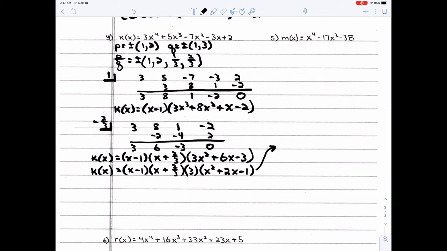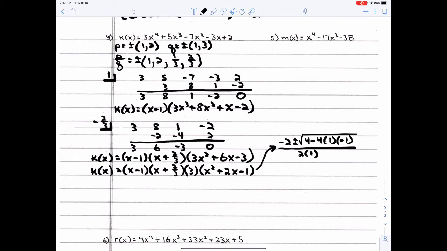So you can't use it on the original problem. You can't use it on the 3x cubed. You can only use the quadratic formula when you get it down to be squared. So we have negative 2 plus and minus the square root of 4 minus 4 times 1 times negative 1 all over 2 times 1.